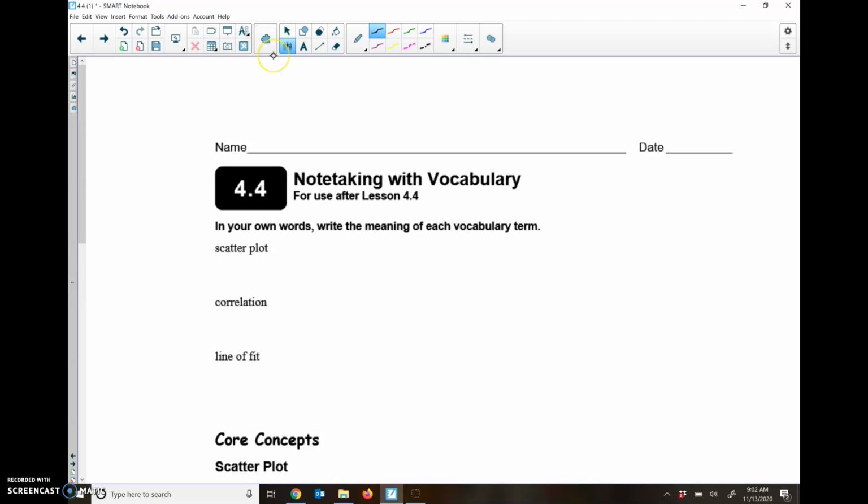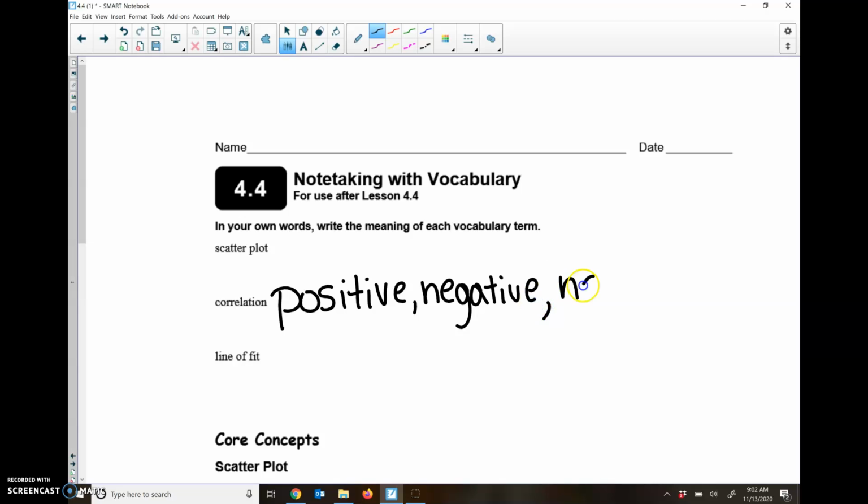Correlation. Correlation is how the plot looks and if you can predict what's going to happen. We have three kinds of correlations: positive, negative, and no correlation. These might be a little confusing, especially when they get put into words. On a graph, they're a little easier to see, but when you get them as a word problem, it might be a little more confusing.